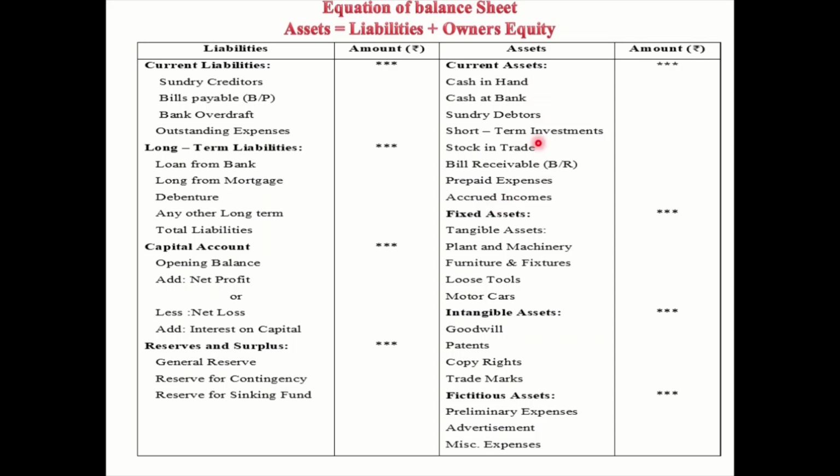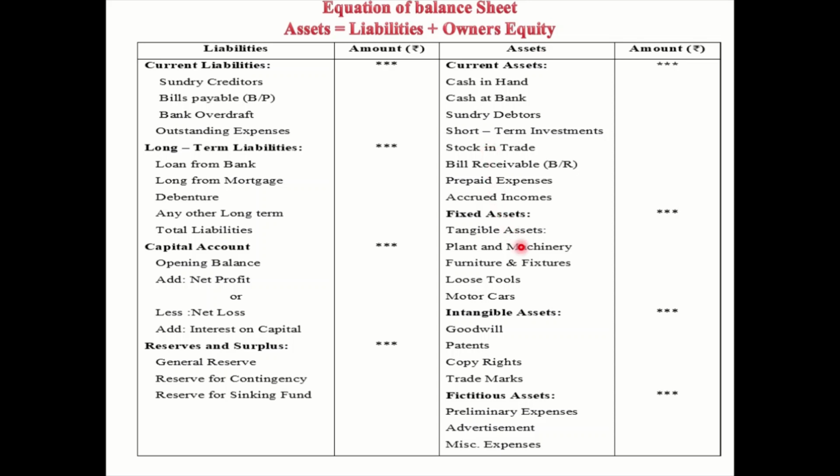Another part of current assets is liquid assets. See, current assets are convertible into cash, but liquid assets are those assets which are immediately convertible into cash. In these current assets, cash in hand, cash at bank, sundry debtors, short-term investment, bills receivable and accrued income are the liquid assets. Only prepaid expenses and stock are not liquid assets. Liquid assets are the assets which are immediately converted into cash.